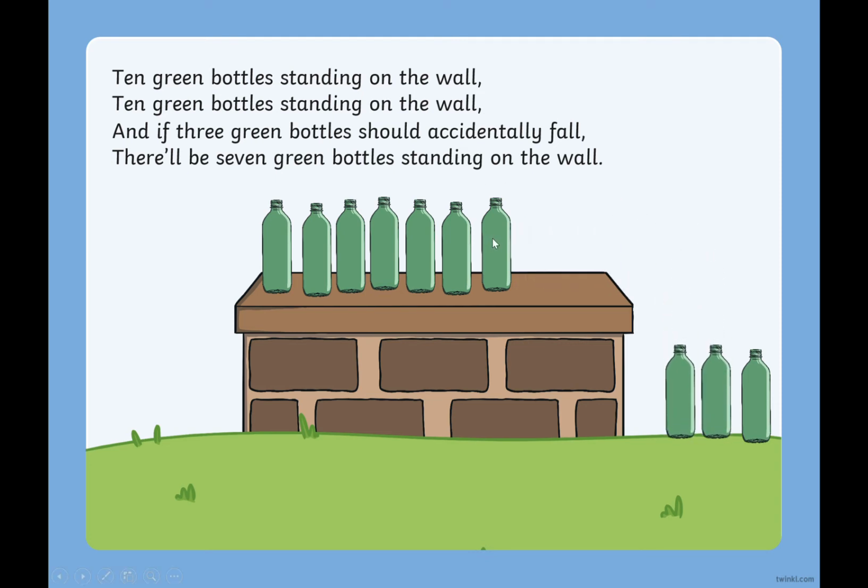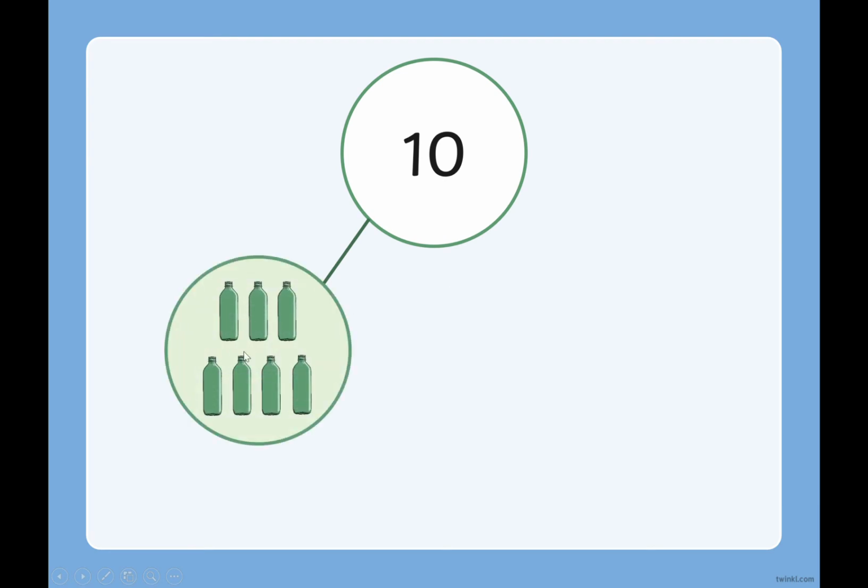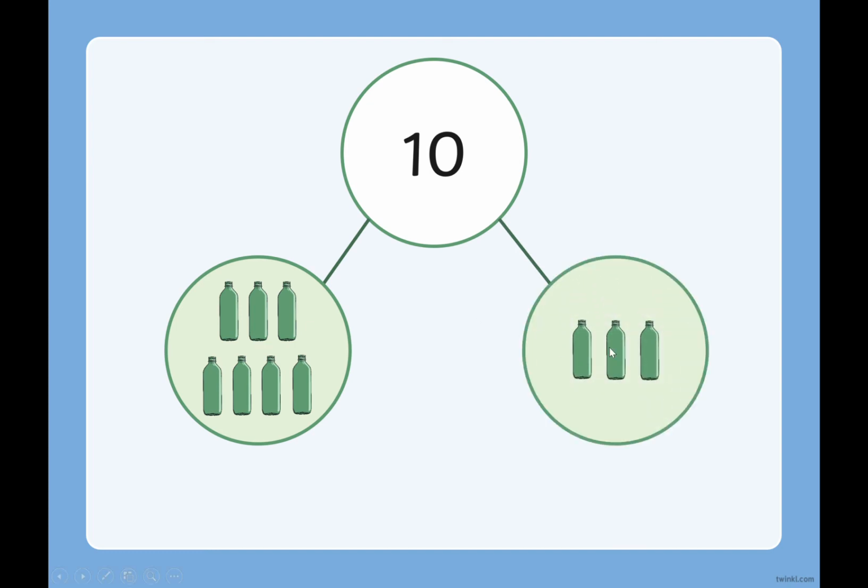So we've got 10 green bottles, 3 have fallen down. How many are left on the wall? There'll be 7 green bottles standing on the wall, because 7 plus 3 makes 10. Here's our part whole. So we've got 10 at the top. We have got 7 here. And we have got 3 here. Because 7 plus 3 equals 10. 7 add 3 makes 10 altogether.